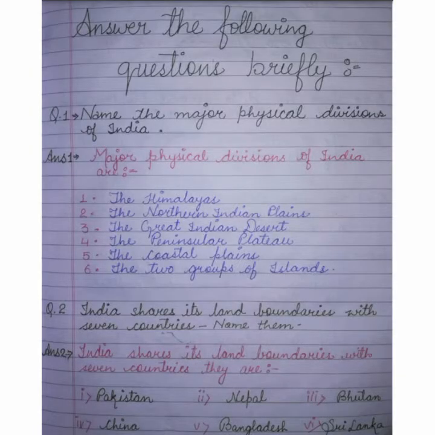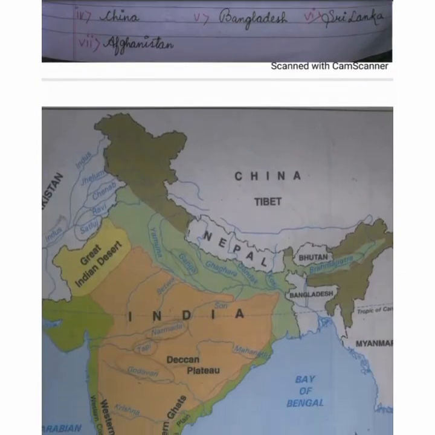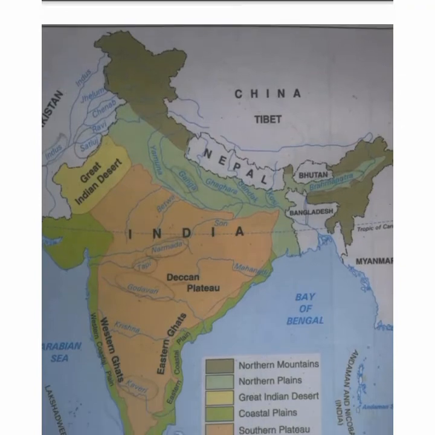So, here we begin with our first question of the NCERT. Name the major physical divisions of India. The major physical divisions of India are the Himalayas, the Northern Plains, the Great Indian Desert, the Peninsular Plateau, the Coastal Plains, and the two groups of islands, Lakshadweep and Andaman and Nicobar.